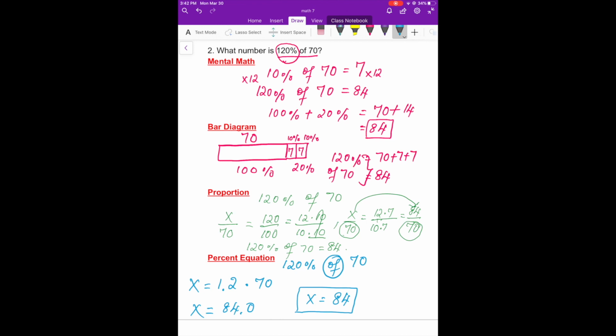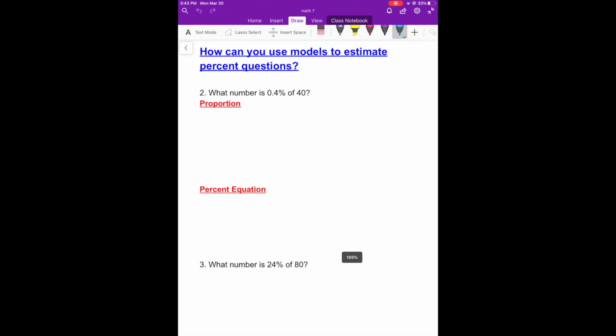So these are the four different methods you can use, and when you get big numbers or decimal numbers, it's better to use the last two methods, proportion and percent equation. So let's look at the next problem. How can you use models to estimate a percent question? It is 4/10% of 40. So it's not even 1%. It's not 10%. So it will be hard for you to connect that to 10%.